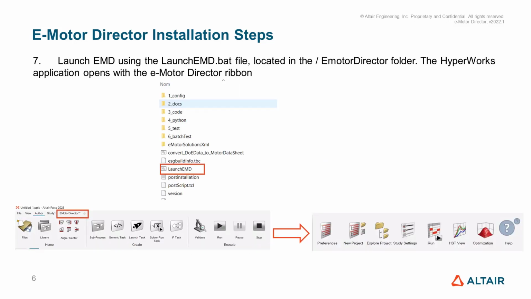In this slide, we will see how the user can launch eMotor Director directly from the BAT file. In this case, the user should go to the folder where eMotor Director is installed and double-click on the BAT file. The HyperWorks application opens with the eMotor Director ribbon, and you click on eMotor Director. The interface of eMotor Director will be opened.